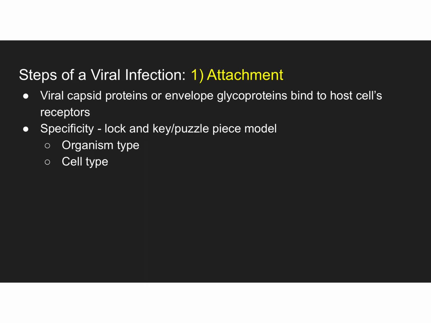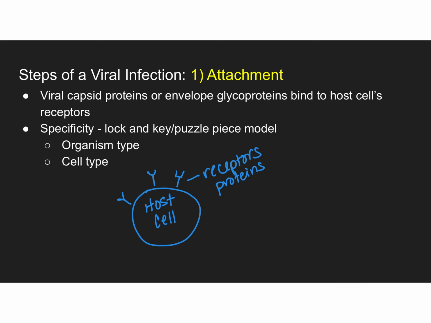And the specificity comes through this lock and key or puzzle piece model. So if we look at a cell here, your cells have these protein receptors attached to their surface. And these protein receptors might come in different shapes and sizes. And I'm making just some real basic shapes here, but they're much more complicated than that. And these receptors are often made of proteins, but they also often have carbohydrates or maybe even lipids involved.